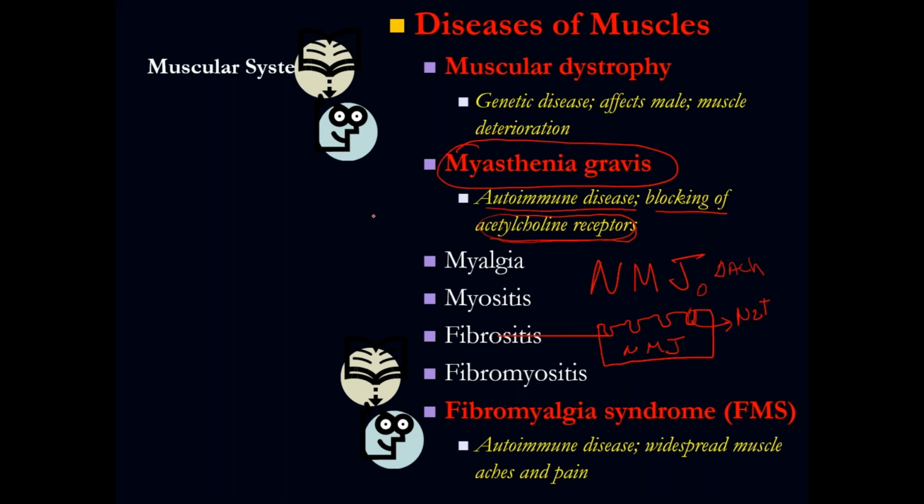So what I want you to remember, myasthenia gravis, I'm going to write it here, it is important. Myasthenia gravis means weak muscles, weak muscle. Asthenia means weakening. Myo means muscle. So weakening of the muscle, weak muscle.